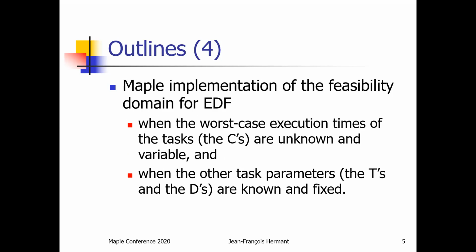In the second part of this talk, I present the Maple implementation of the feasibility domain for EDF when the worst-case execution times of the task, the Cs, are unknown and variable, and when the other task parameters, the Ts and the Ds, are known and fixed.